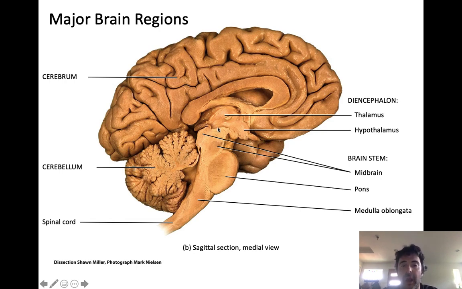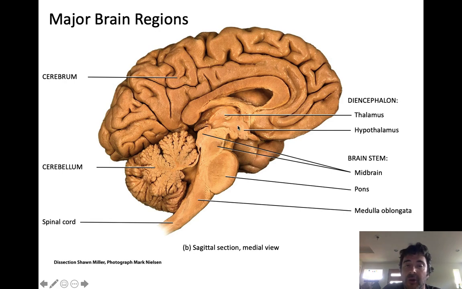Now, working our way rostral or up, when you look at this area right here, so I'm going to circle it, this whole area right here is referred to as the diencephalon. And the diencephalon has 3 substructures embedded within it. We have the thalamus, which is this kind of circular grouping of nuclei located centrally in the diencephalon, forming the lateral wall of the third ventricle. So we have the thalamus.